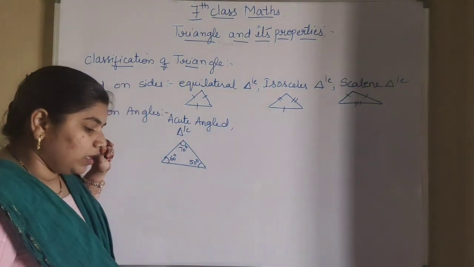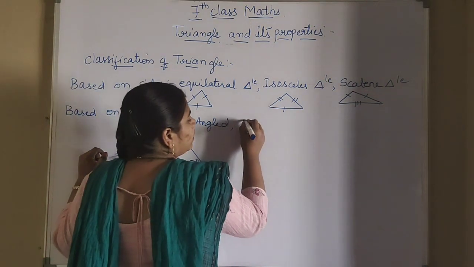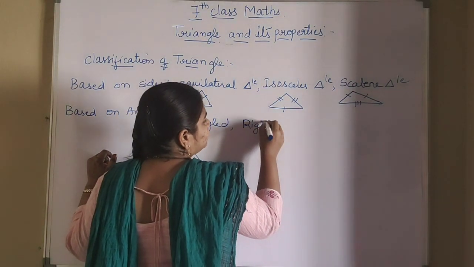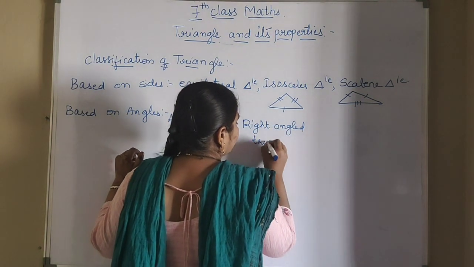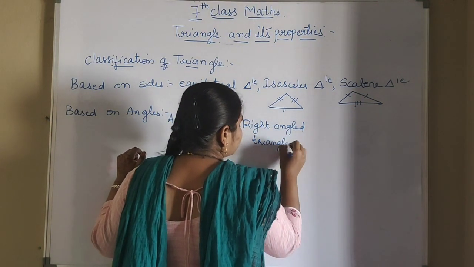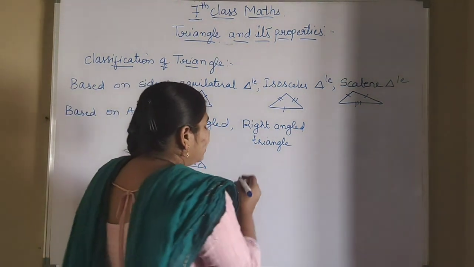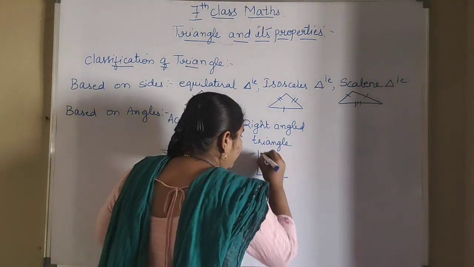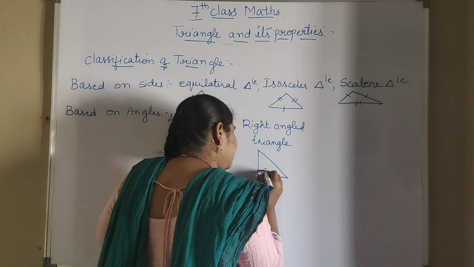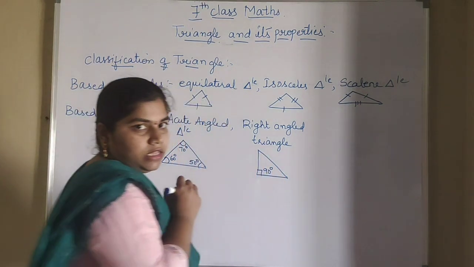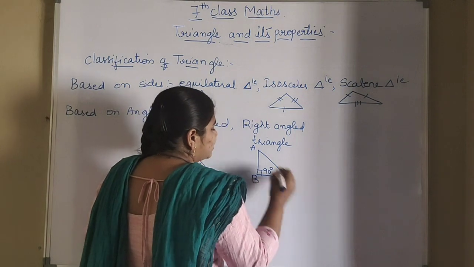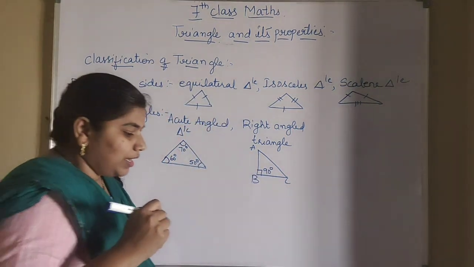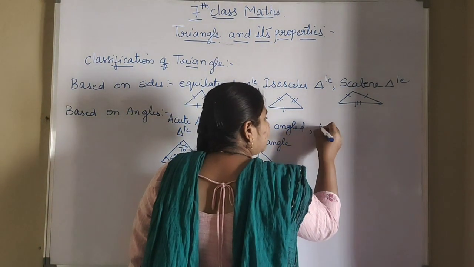So next one. What is the next triangle? Right angled triangle. That is called a right angle triangle. That means one of the angles will be equal to 90 degrees. Right is nothing but 90. So one of the angles will be equal to 90. So that is called a right angle triangle. Next one is obtuse angle triangle.